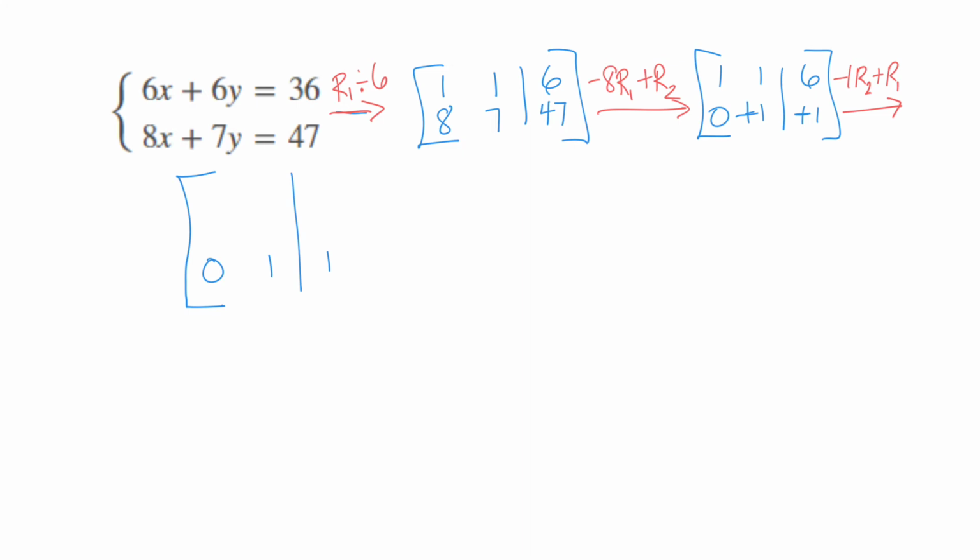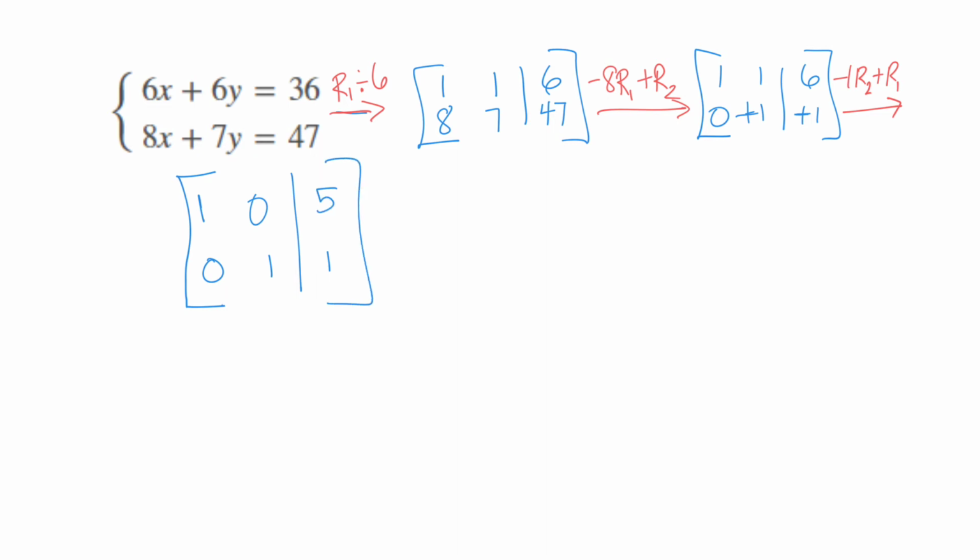So -1 times row 2. Well, row 2 has a 0, so that's not going to change anything. But this next part right here, -1 times row 2, so that's a -1 plus 1. That's going to turn to a 0. That was my goal. And then the last term, this is where the action really happens. -1 times row 2, so that's going to be a -1. Add it to a 6. That's going to get me a 5.